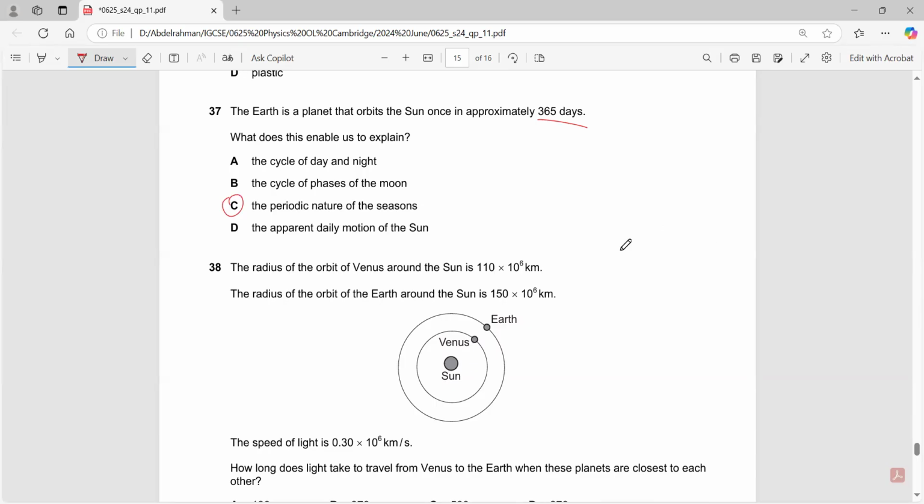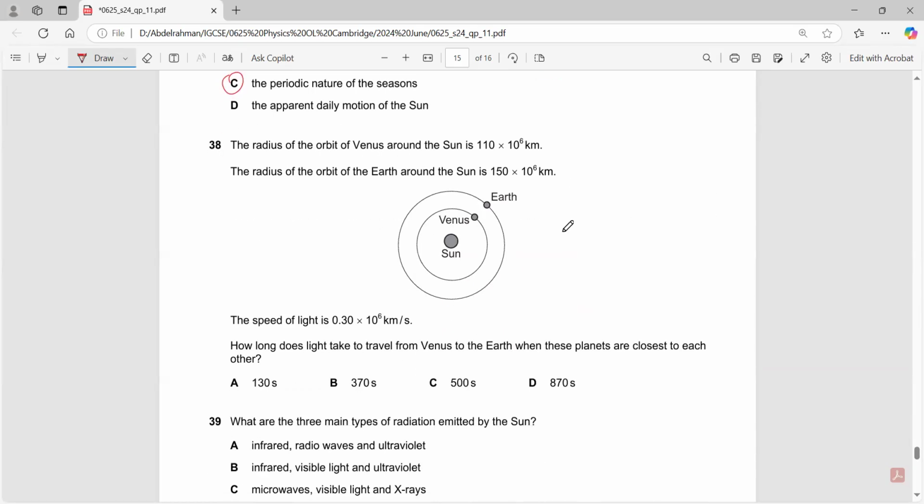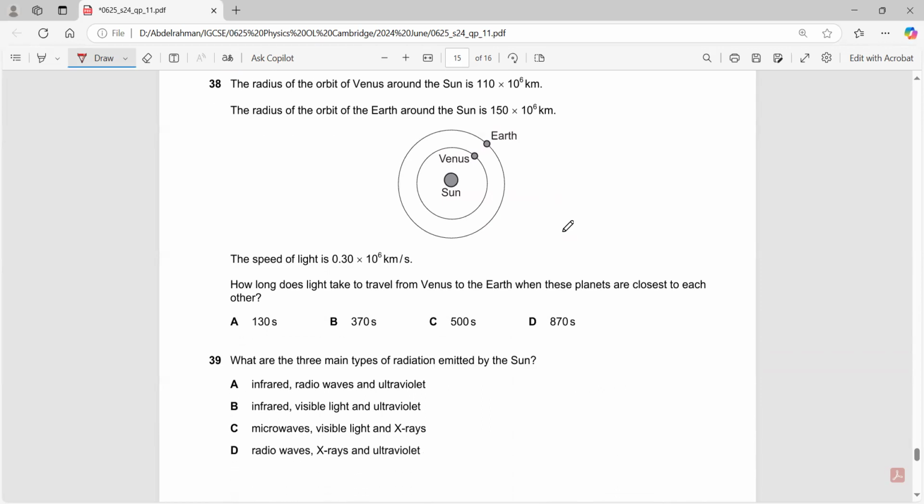The radius of orbit of Venus is 110. The radius of orbit of Earth is 150. The speed of light is 0.3. How long does the light take to travel from Venus to Earth when these planets are closest to each other? So, if the distance from Venus to the Sun is 110 and from Earth to the Sun is 150, can I find the distance from Earth to Venus? Yes, by subtracting. 150 minus 110 would be 40 times 10 to the power of 6 kilometers. So this is the distance from Earth to Venus.